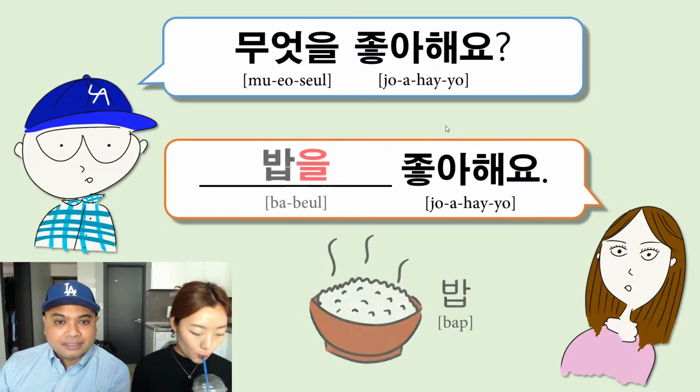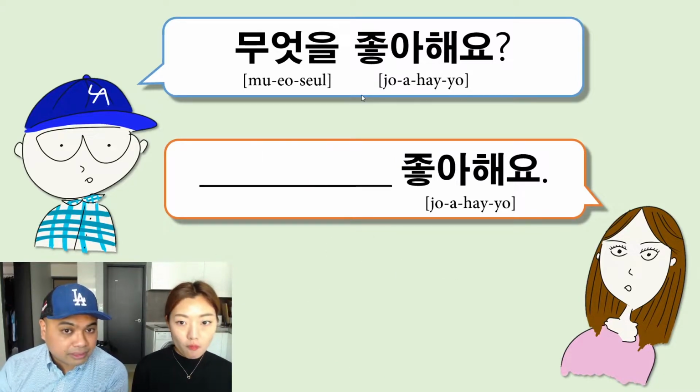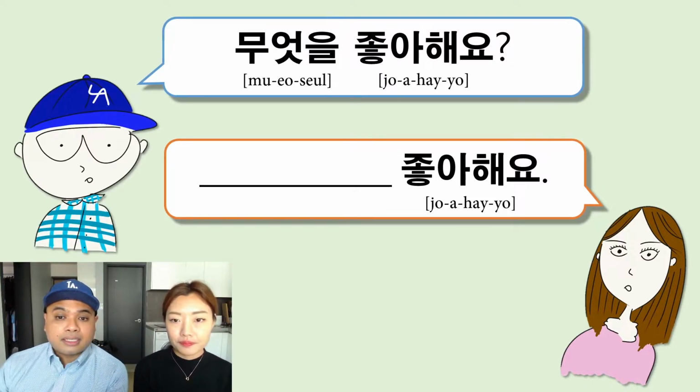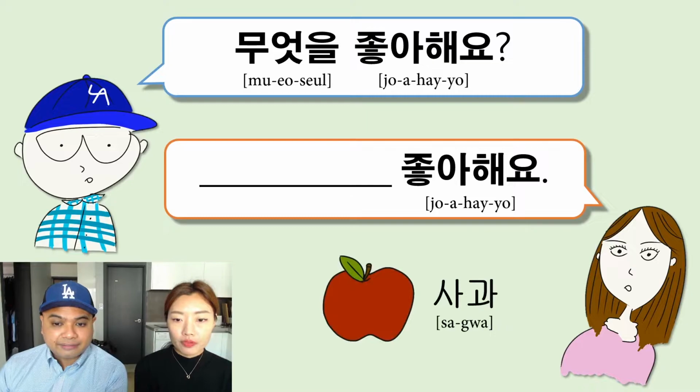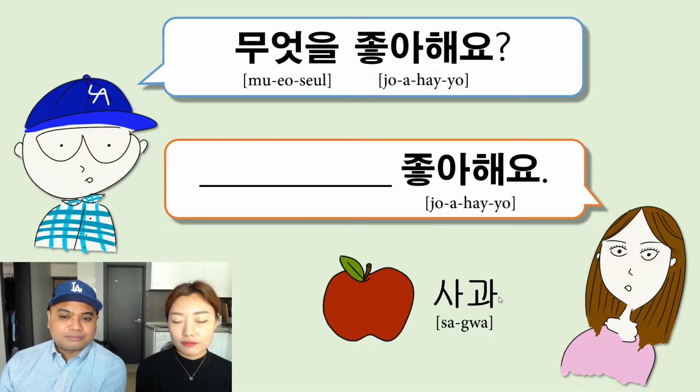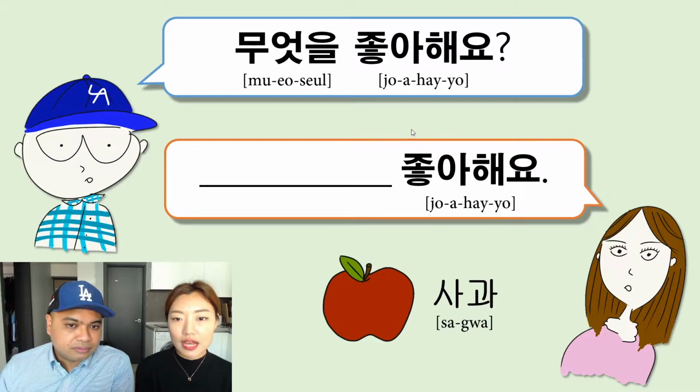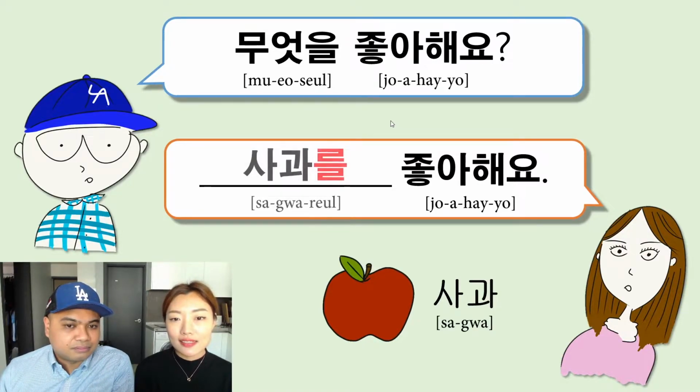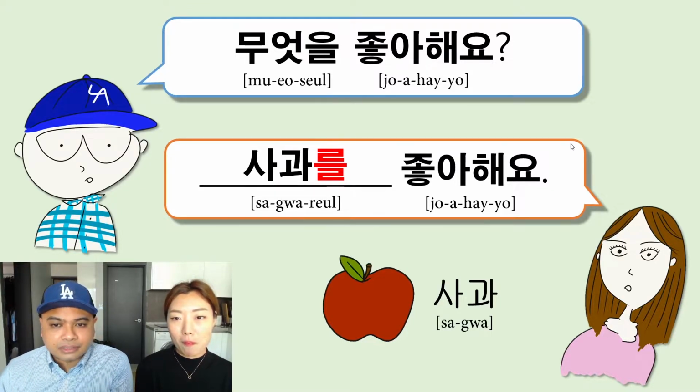Okay. Next one. So I'm asking the same question again. 무엇을 좋아해요? What do you like? And now we have an apple. And how do we say apple? 사과. And the last letter is a vowel. So we need to use 를. 사과를 좋아해요. Yes, 사과를 좋아해요. All right.